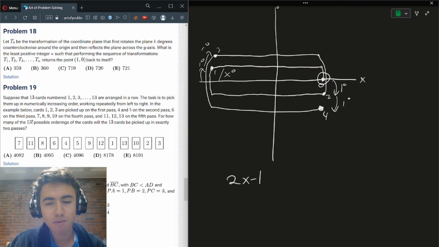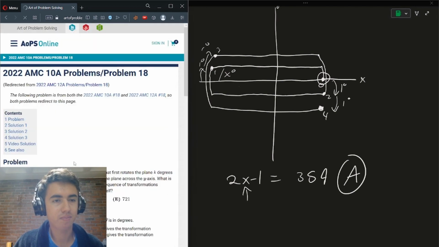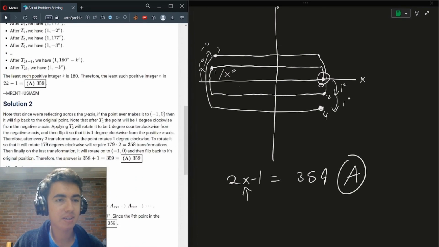We want to move 180 degrees. So how many moves will that take? We plug in 180 to solve for x and get, obviously, 359 moves, which should be answer A. Let's check if that's correct. And it appears to be right.